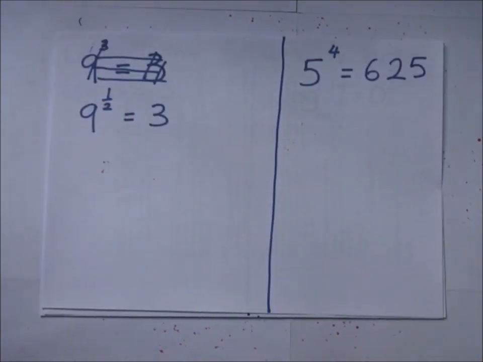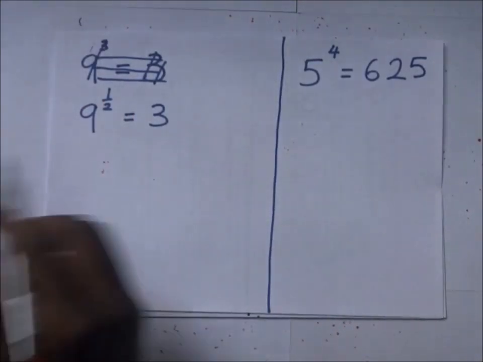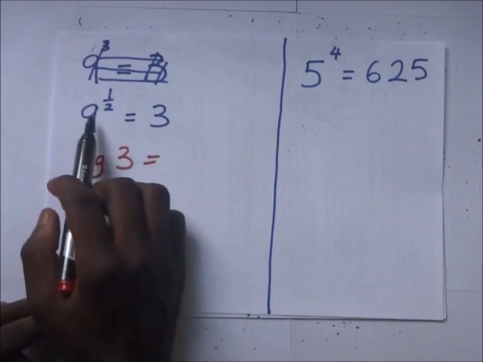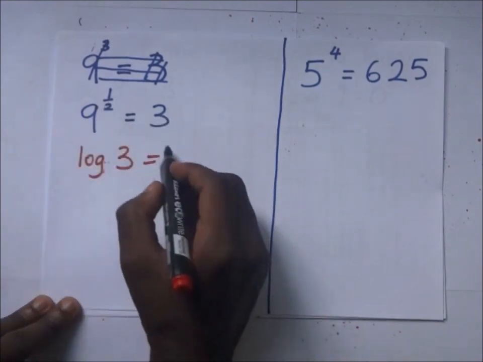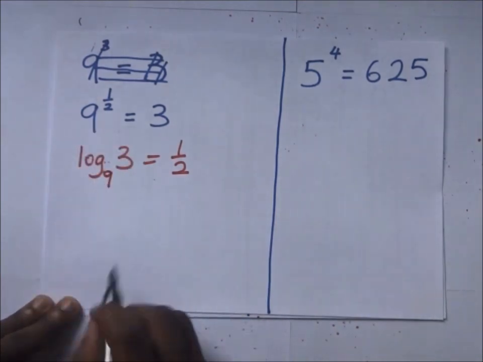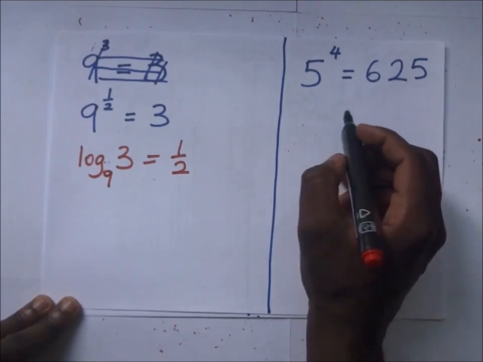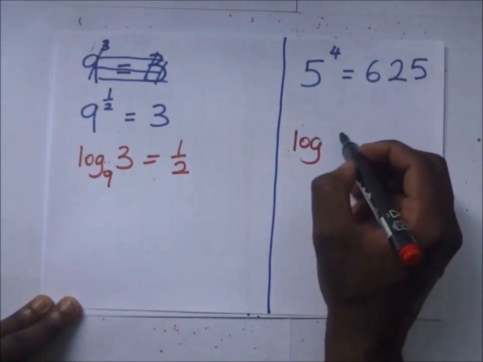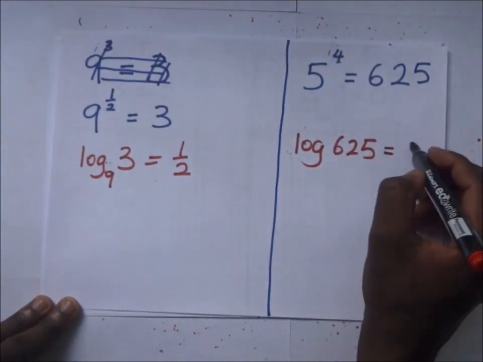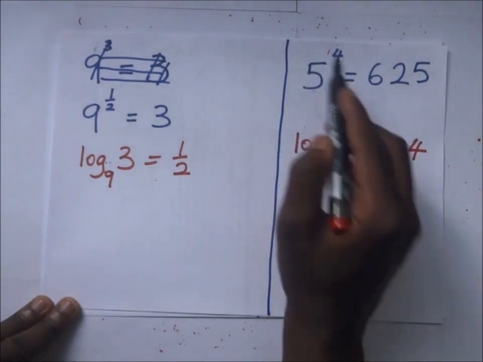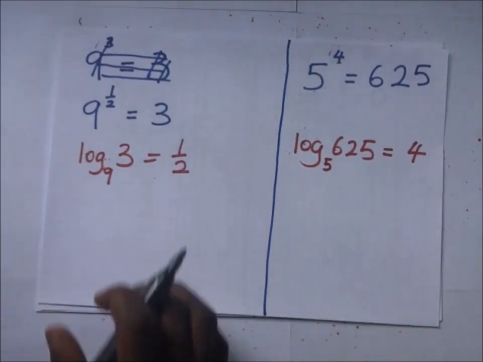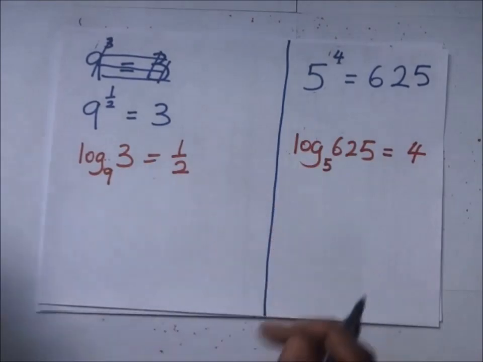Getting on to our next illustration, converting this number to logarithm, the logarithm of 3 is going to be a half, but it is to base 9. Likewise here, the logarithm of this number 625 is going to be equal to 4, but what's the base? 5. As simple as that.